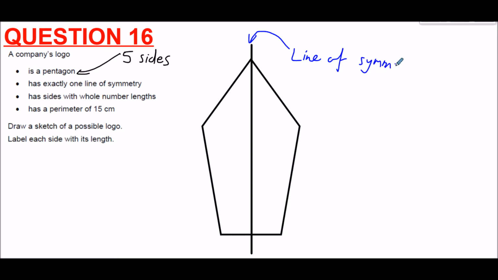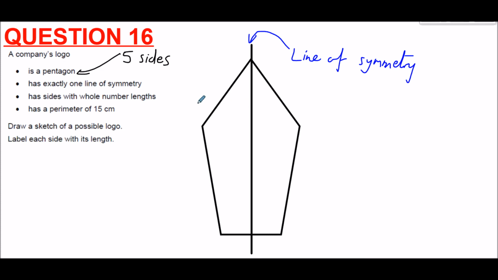Now in terms of the sides, could be lots of different things. The only thing that matters is the total perimeter is 15 centimeters. That means that the perimeter all around each of the 5 sides needs to add up to a total of 15. And so as long as each opposite side is the same length, because it's symmetrical, and all the sides aren't the same, we've got multiple different choices we could have.